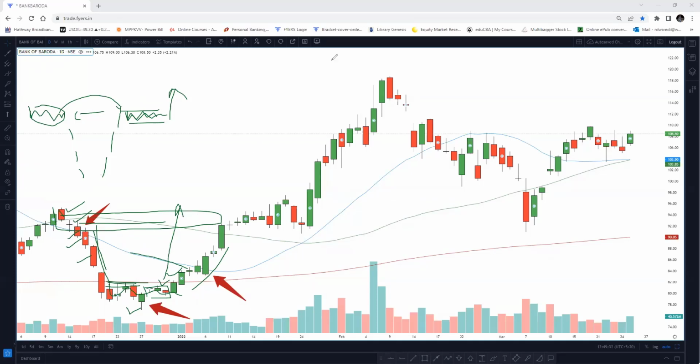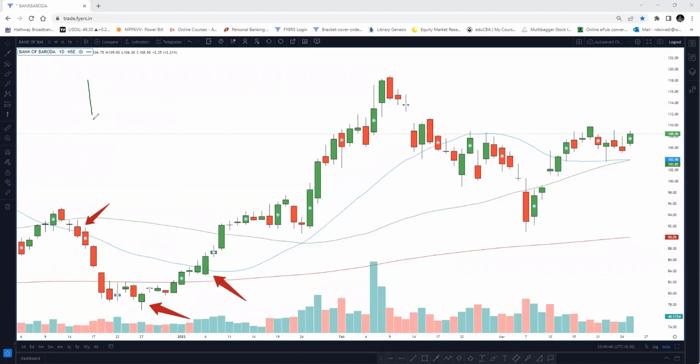Now, again, another very important key concept to be noted: when you have, let's say, a down move, and then an up move which completely retraces it, 100% or more, usually prices do halt for some time or consolidate for some time, right?